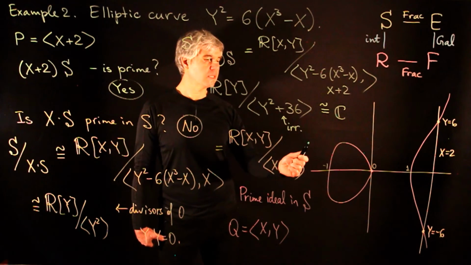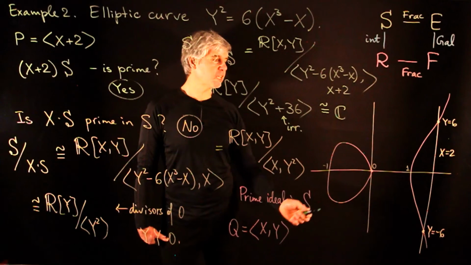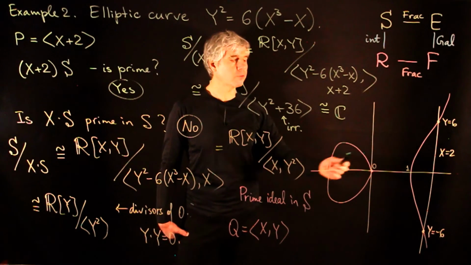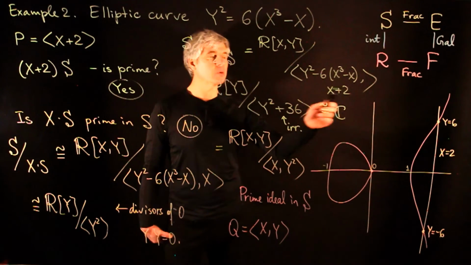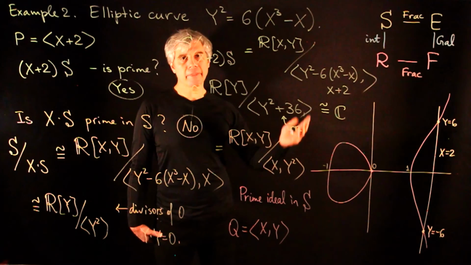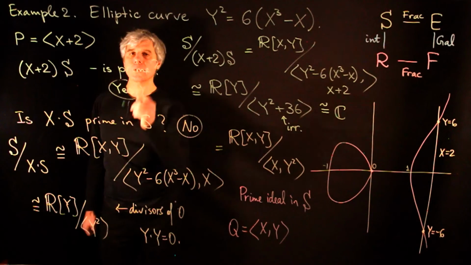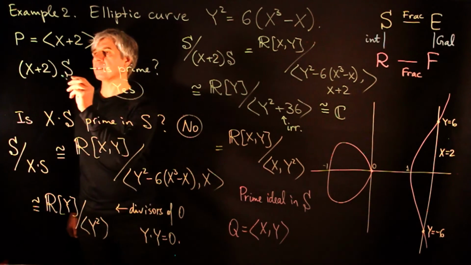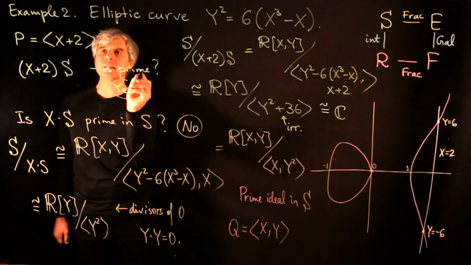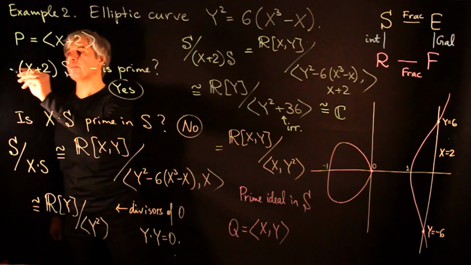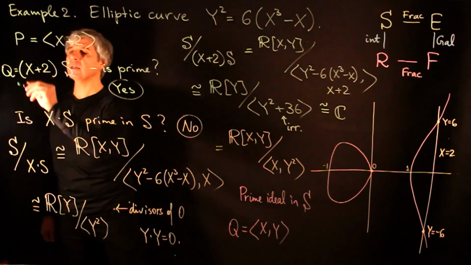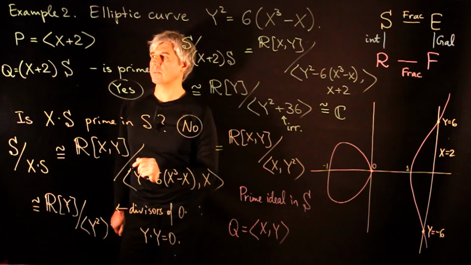Geometrically, this means that we have no points of intersection of the elliptic curve with the vertical line x equals negative 2. And this intersection will only have complex roots. So the answer to this problem in this case is that there is a single prime ideal in S that lies over P. And this is a principal ideal generated by x plus 2.